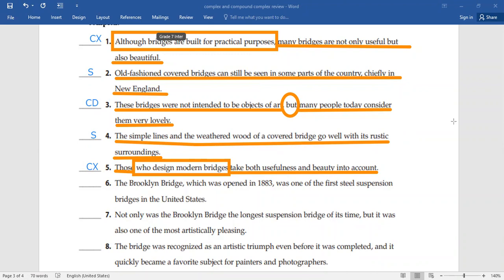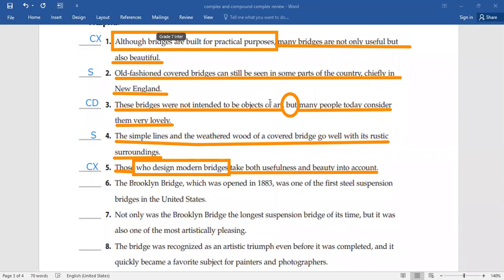Number 6. The Brooklyn Bridge, which was opened in 1883, was one of the first steel suspension bridges in the United States. What is my sentence structure? Is it simple, compound, complex, or compound complex? Let's analyze our sentences. Do you have any subordinate clauses here, Adam?